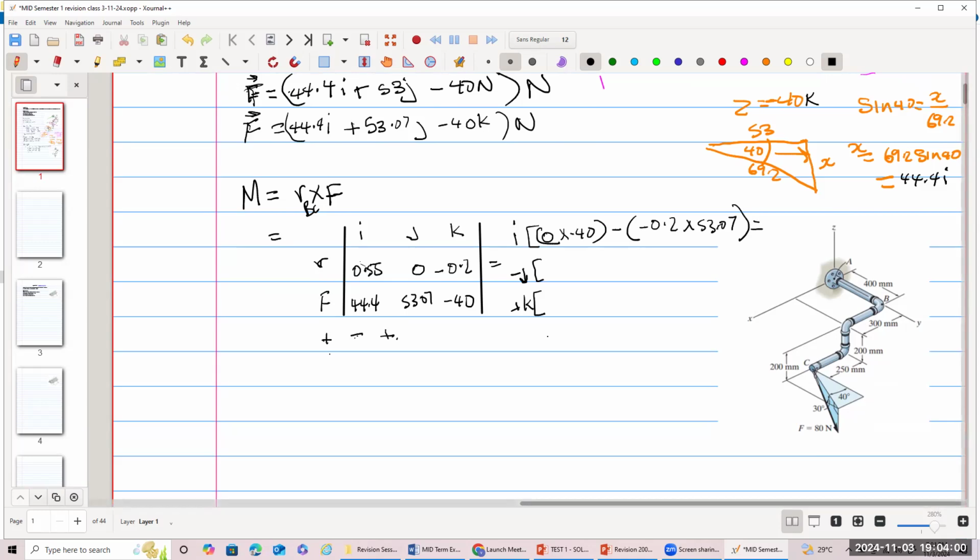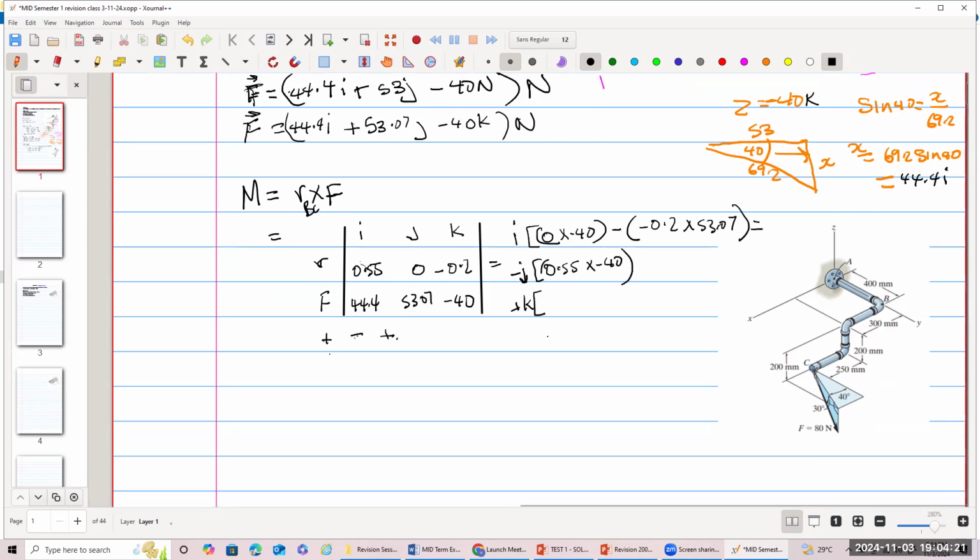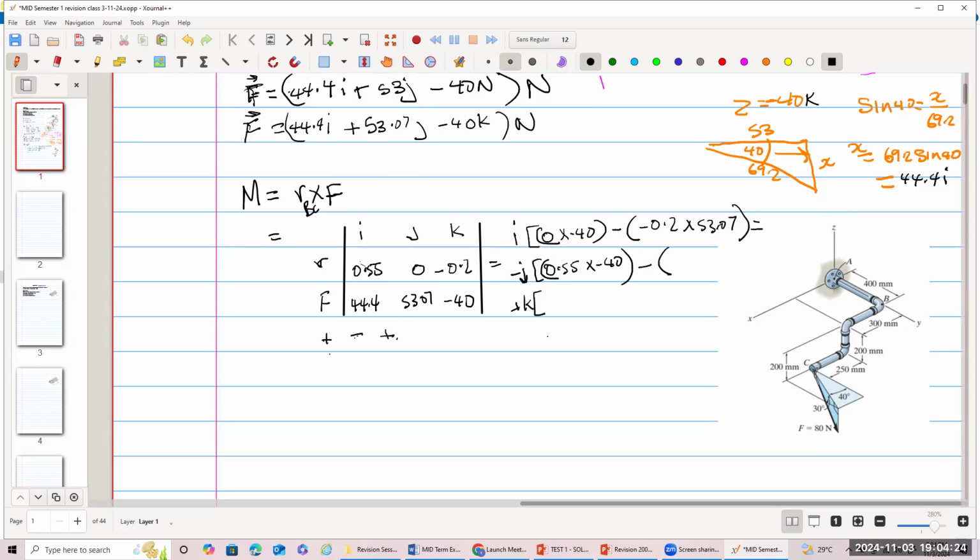Please work it out. All right, the next one, we're doing the J now. So you know it is only the I and the K column we're dealing with. The first thing is 0.55 times minus 40, bracket, minus, and now it's going to be 44.4 times minus 0.2, bracket. All right. Next one now, K.